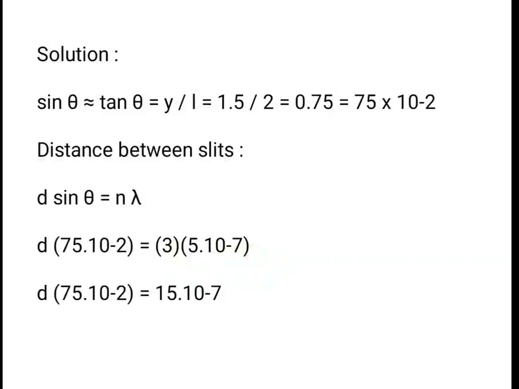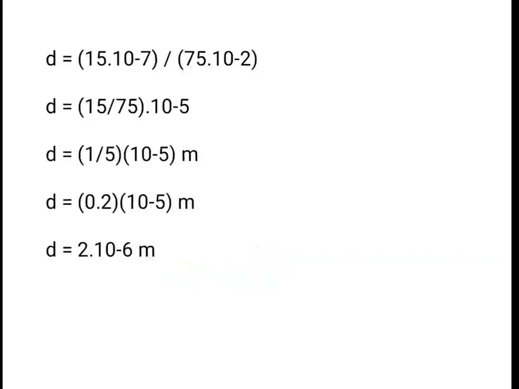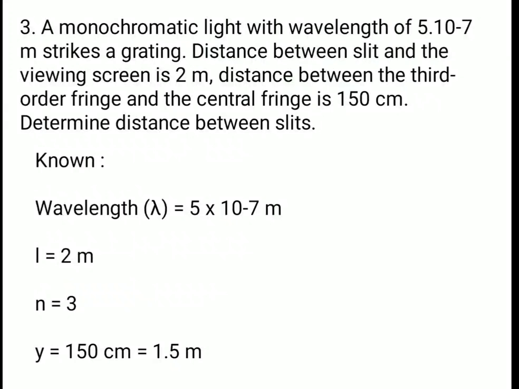So d is equal to 15 into 10 power minus 7 by 75 into 10 power minus 2. Then we get 1 by 5 into 10 power minus 5, that is 0.2 into 10 power minus 5, and d is equal to 2 into 10 power minus 6 meters. That is the distance between the two slits for this problem.